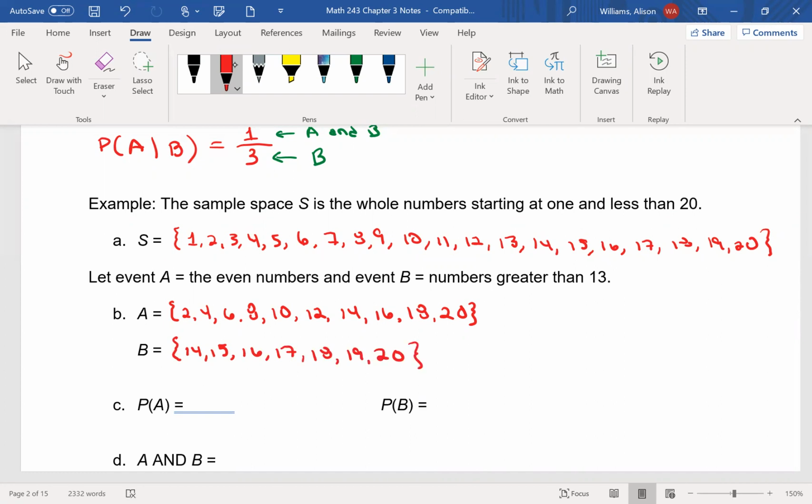All right, so let's look at the probability of A. The probability of A would be there's 10 outcomes in A out of 20 total, which we could just write as 1/2 or 0.5. I really don't care. B, 2, 3, 4, 5, 6, 7 would be 7 out of 20, which we could just leave like that. 7 out of 20 is fine.